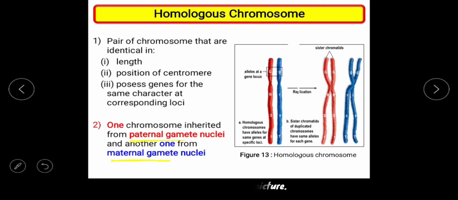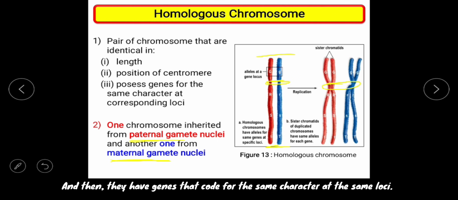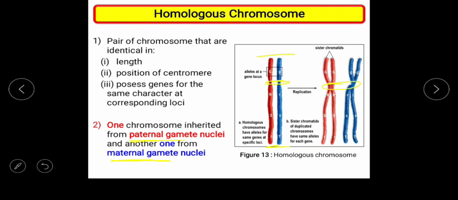So let's look at the picture. So you can see the lengths are similar. The position of centromere is also similar. And then they have genes that code for the same character at the same loci. Loci is the place where genes are located. For example, the red chromosome over here codes for S. So at the same location, the blue chromosome also codes for S.